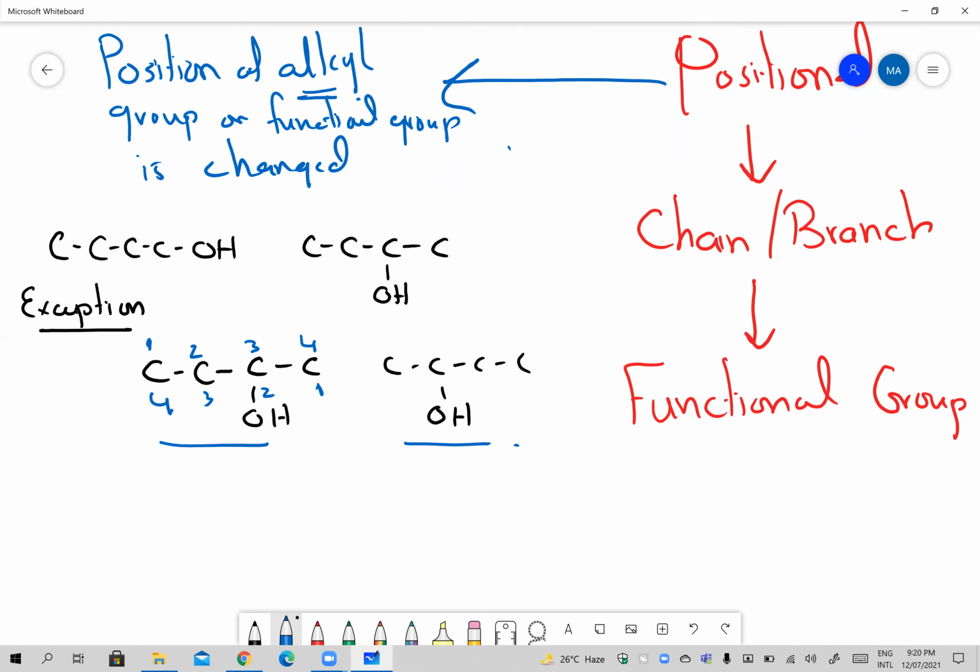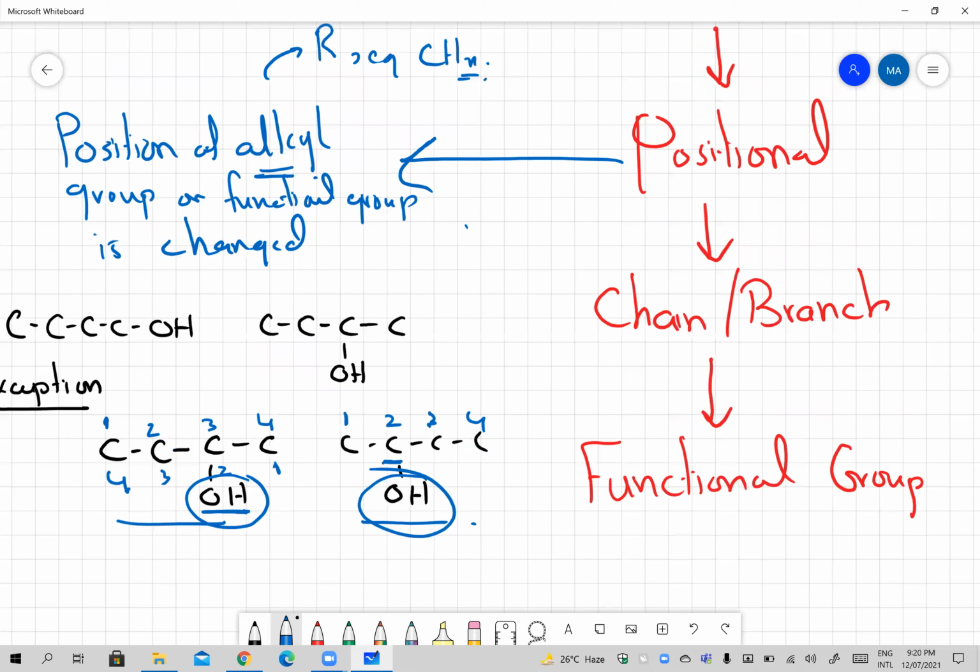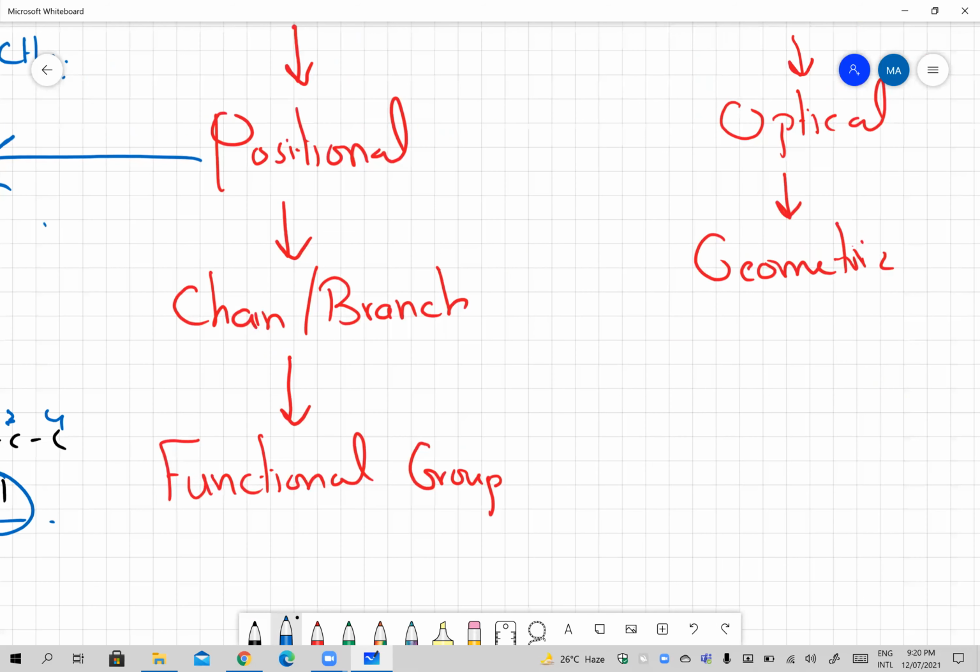So if we say that OH is attached on the second carbon from this side, and if you start counting from the left-hand side in the second compound here, 1, 2, 3, 4, the OH is also attached on the second carbon in the second compound as well. So technically, this OH is attached on the same carbon in both of these compounds. This is why these are not isomers. All right. Now, chain or branch isomers.